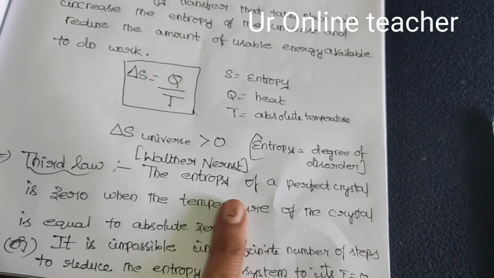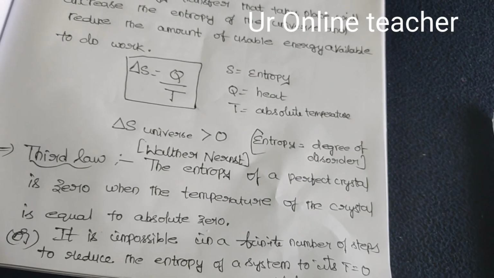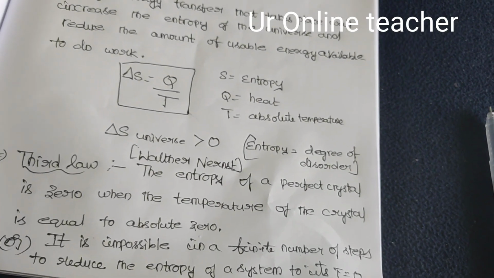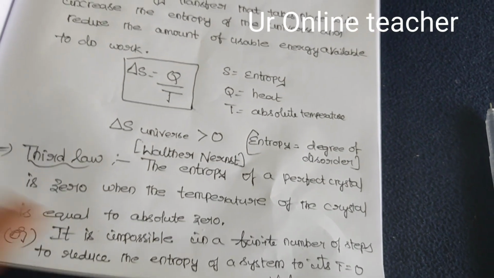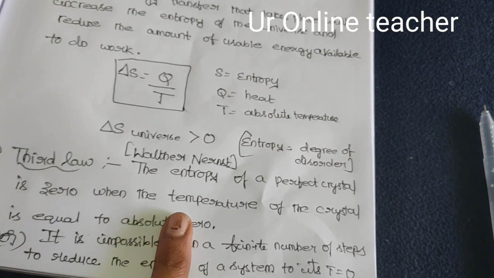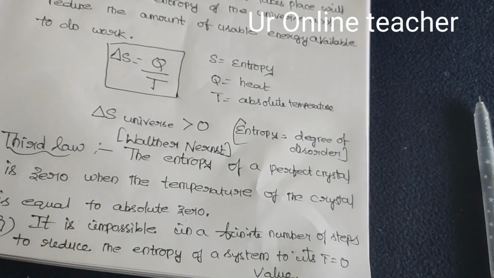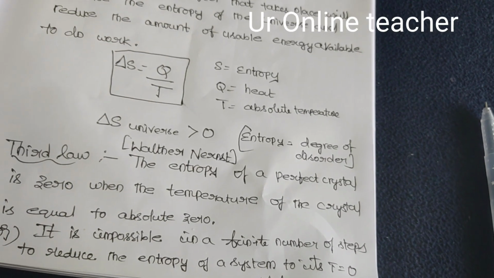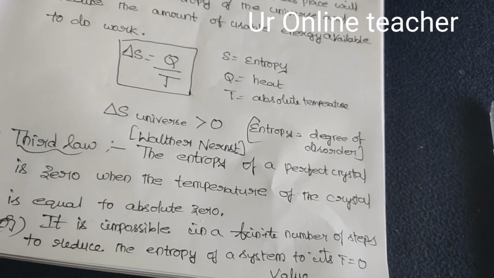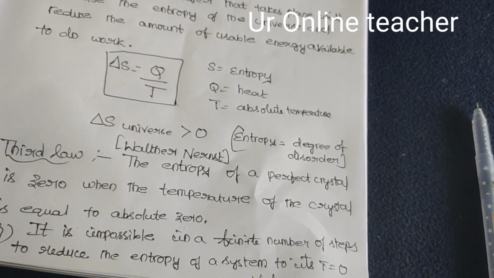The entropy of a perfect crystal is 0 when the temperature of the crystal is absolute 0. That means no disorder is there in that crystal. It is a perfect crystal. When the temperature is absolute 0, there will be no entropy for the perfect crystal, meaning there will not be any disorder.